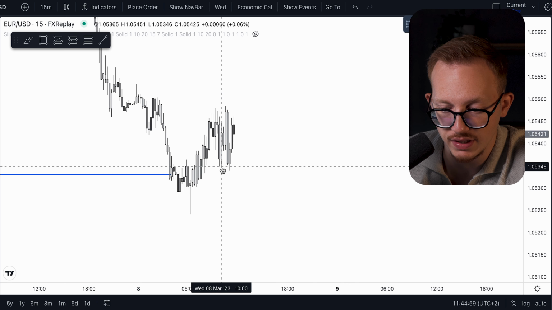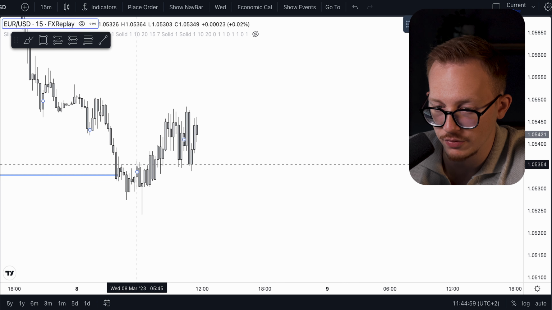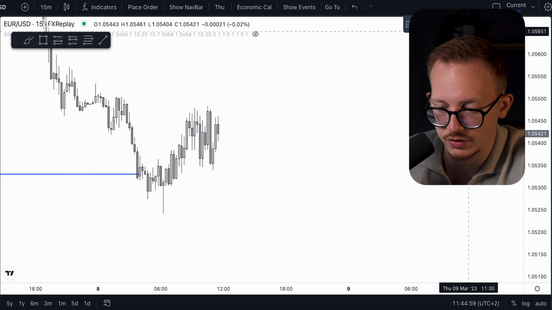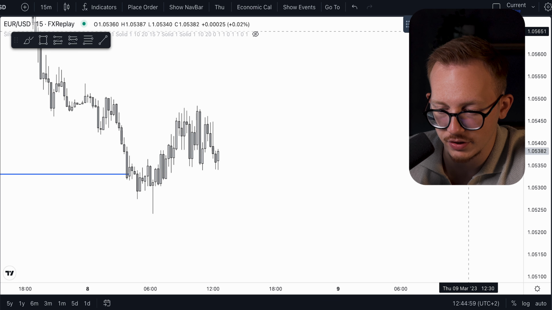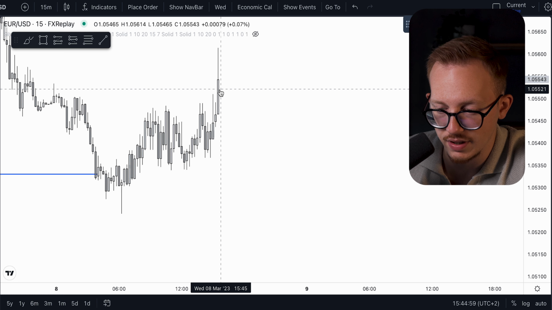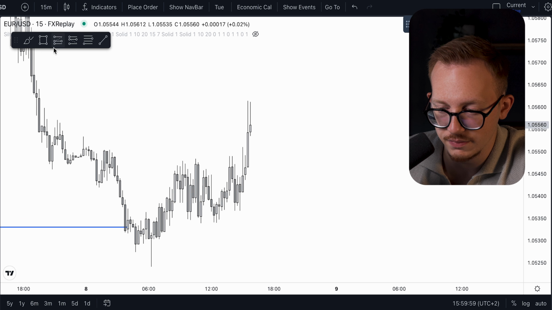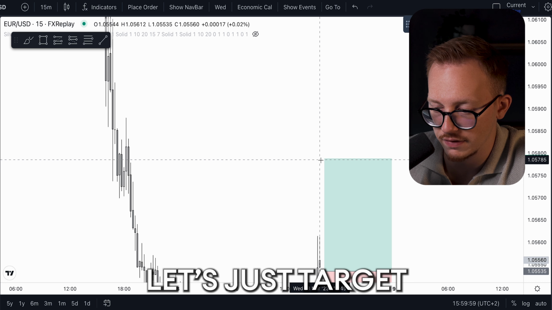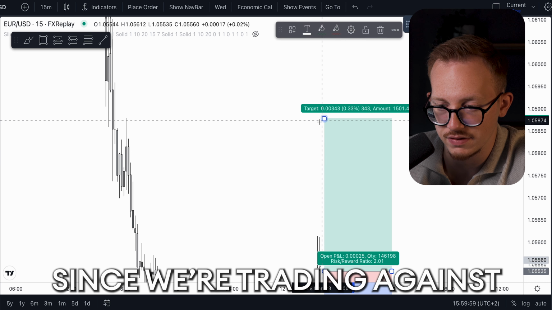Maybe it took out liquidity right here right away with this move, but there is still no displacement higher for a market structure shift to happen. And now we do have it. Okay, so we have a potential entry right here underneath that low. Let's just target a 1:2 since we're trading against the overall trend.